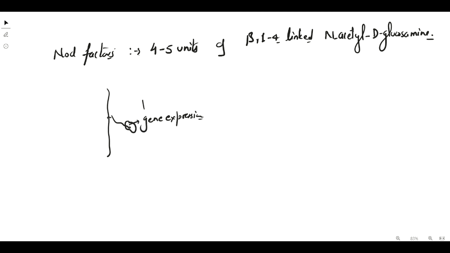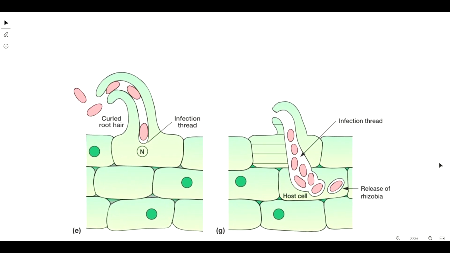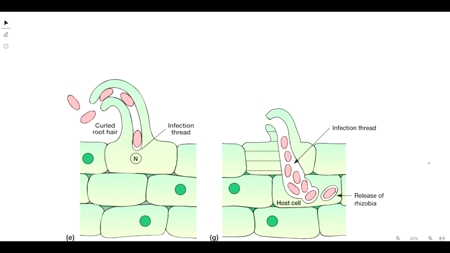Because of the production of nod factors, the root starts to get deformed, and it actually takes the shape which is known as Shepherd's crook, as you can see here. This Shepherd's crook is basically to entrap the rhizobium bacteria in the root hairs, and they form an infection thread. As you can see here, this is the formation of the infection thread in the root hairs.